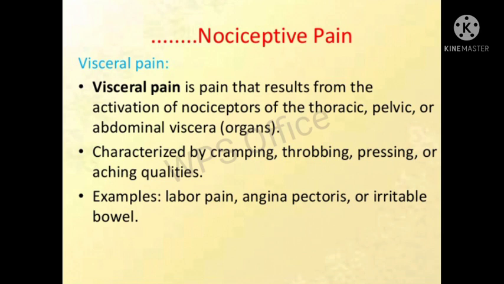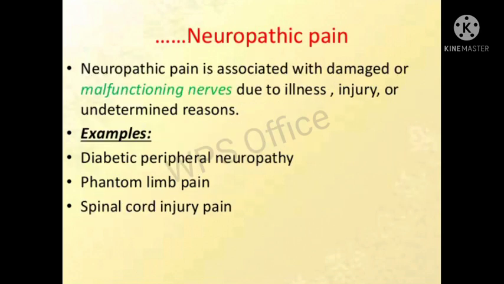Like we'll have the labor pain, which is due to pain in the uterus. Then angina pectoris, irritable bowel syndrome. So these are all related to the uterus, heart, stomach, intestines, etc. All those pains which occur in the visceral areas or visceral organs are known as visceral pain.